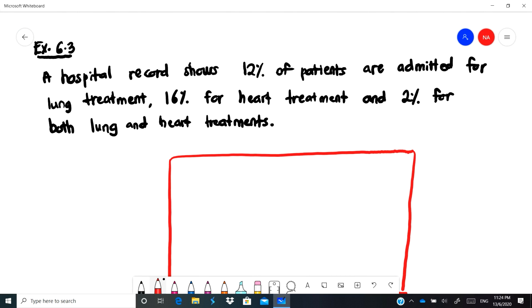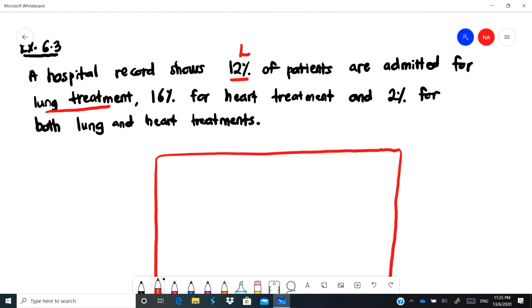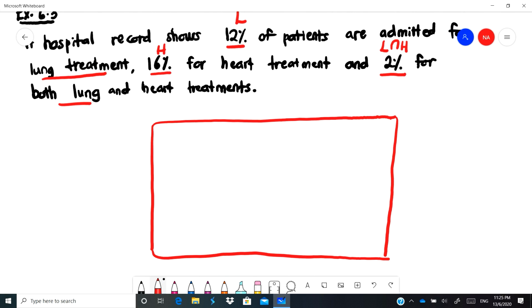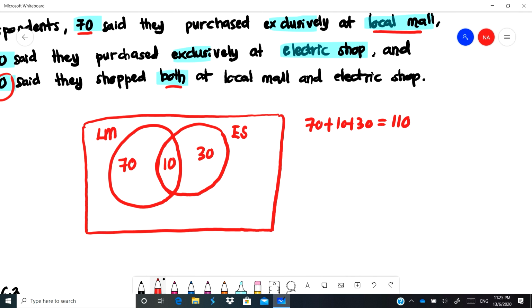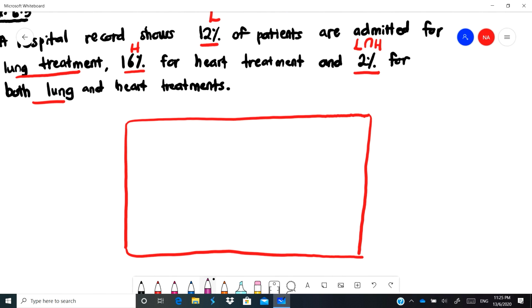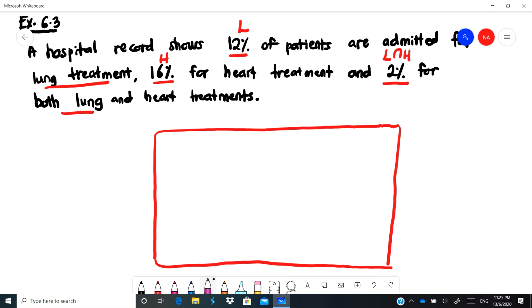A hospital record shows that 12% of patients are admitted for lung treatments, and 16% for heart treatment, so I'll put this as H for heart treatment, and 2% for both lungs and heart, meaning that lungs and heart intersect there. Another very important point: you don't put a dot, because this is not an element. This is a number that represents the number of people. The same goes for the percentages, because they are given in percentage, so you have to convert to decimal. How do you convert to decimal? You have to divide by 100.